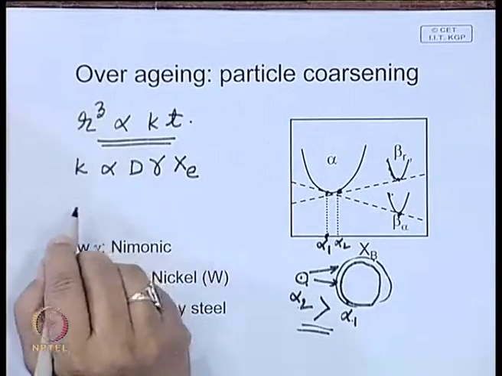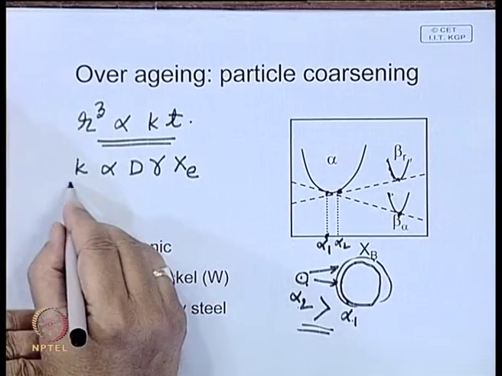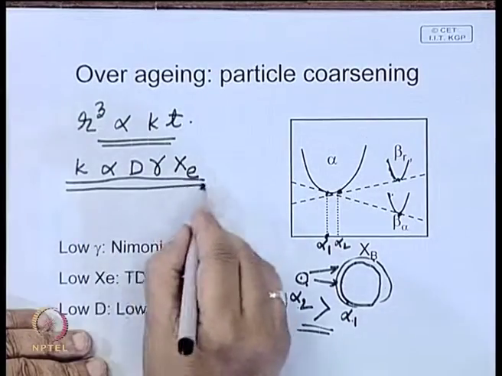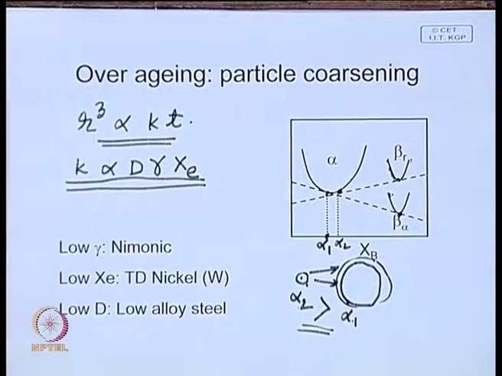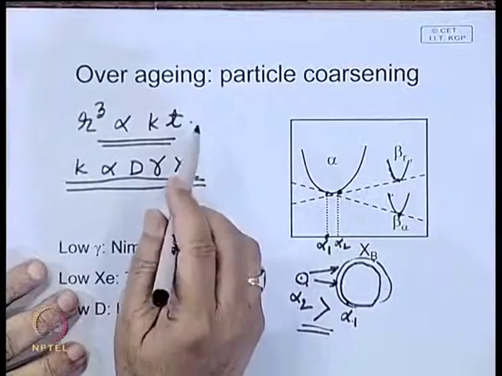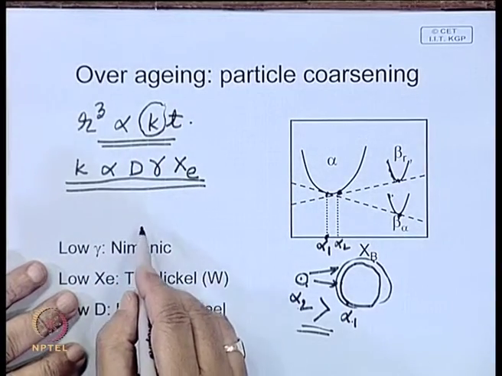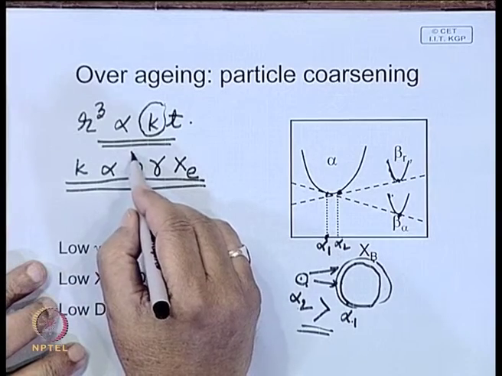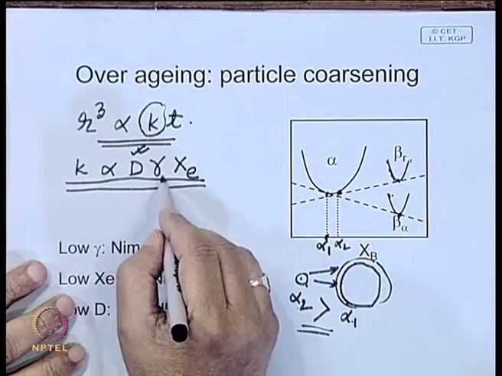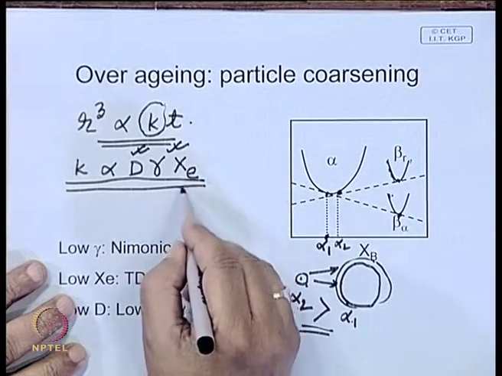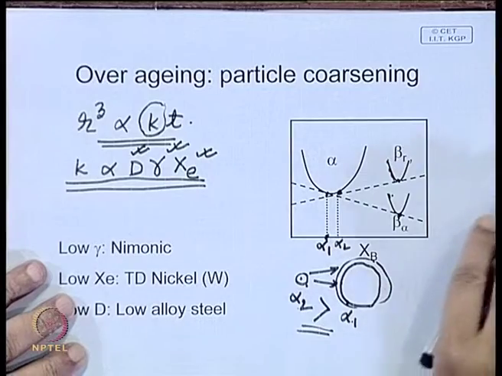Now, think about how to design a precipitation hardenable alloy and improve its strength. Precipitation hardenable alloys have a lot of applications, even in high temperature alloys, and there, if you want to improve the high temperature strength, the alloy will be subjected to high temperature exposure. So, at high temperature in service, you have to reduce K. How can you reduce K? There are three ways. You can bring down the diffusivity, bring down gamma, or bring down the solubility limit.